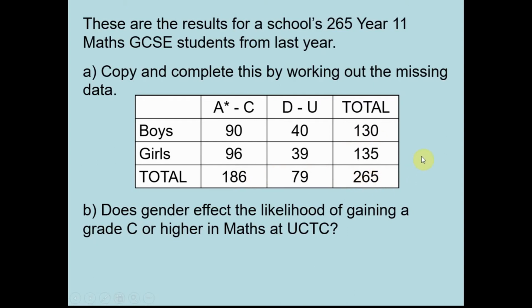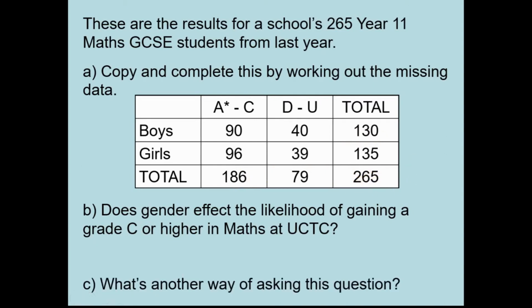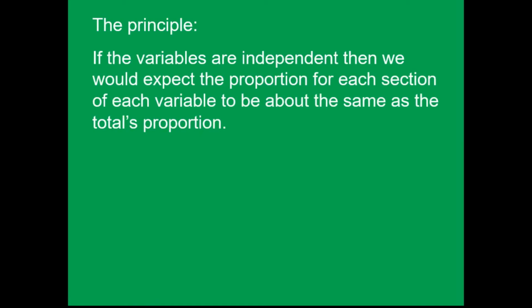Okay, what's another way of asking this same question? Well, we could think about the opposite, and the opposite would be that the grade here is independent of the gender. So what we tend to do is actually make an assumption that these things are independent, and then we do a hypothesis test on that. So let's have a look at the principles.